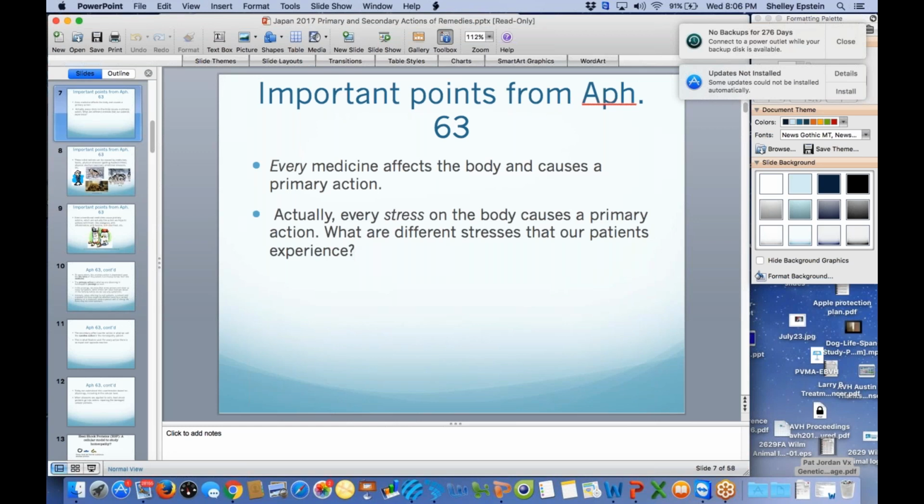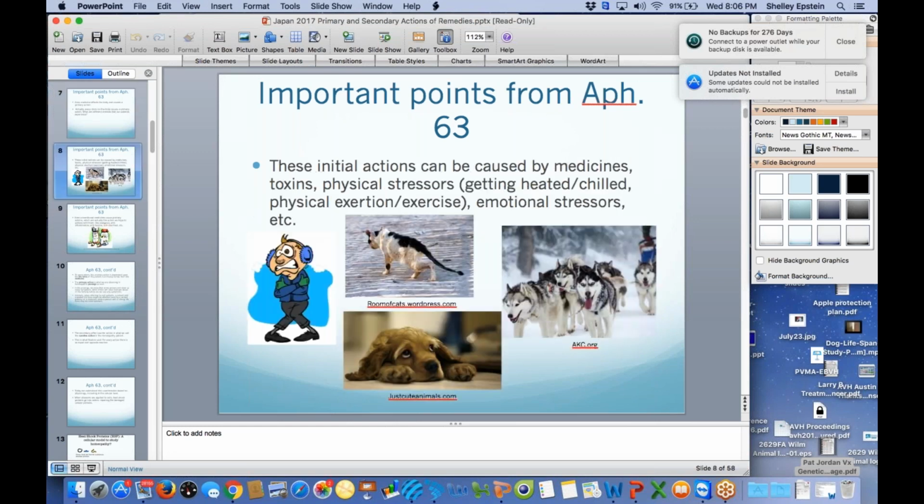So anything, it could be cold stressors, it could be over-exercising, it could be a dog who hates being shown, or a horse who hates performance stuff and has to do that. So it could really be anything. So these initial actions, this is another important point from aphorism 63. These initial actions can be caused by medicines or toxins or physical stressors like getting heat, chilled, physical exertion, exercise, or emotional stressors, as Sue pointed out.